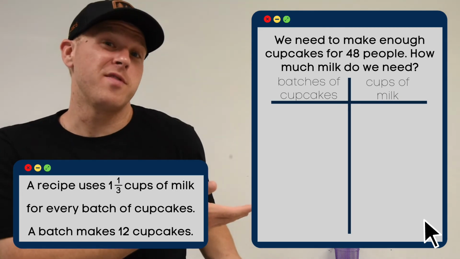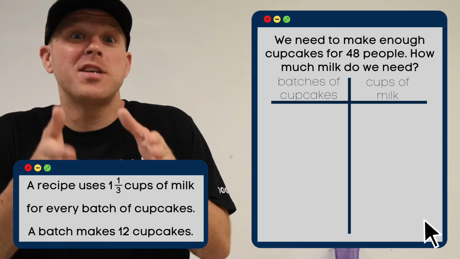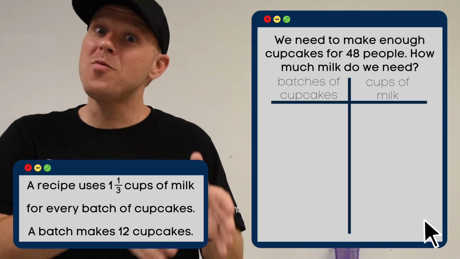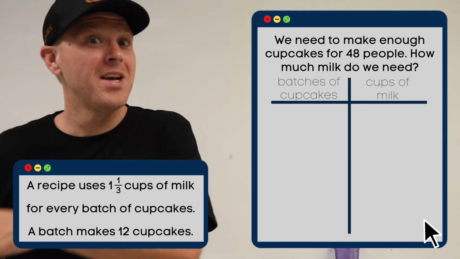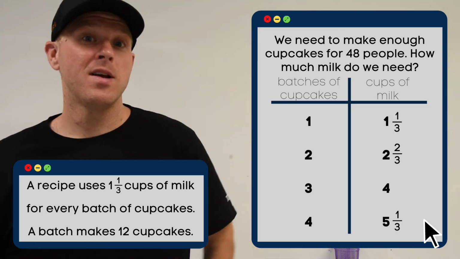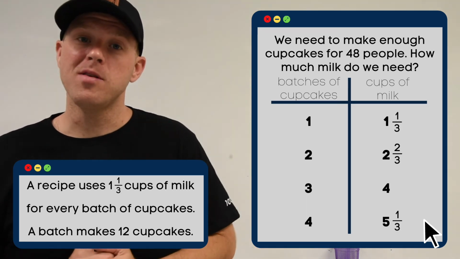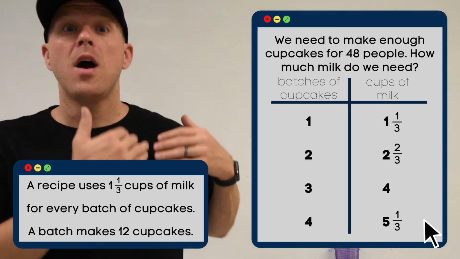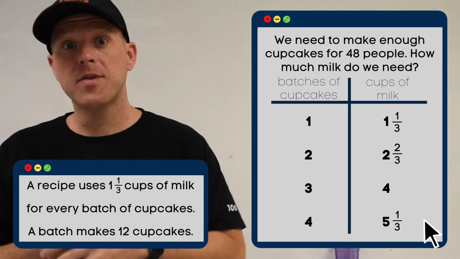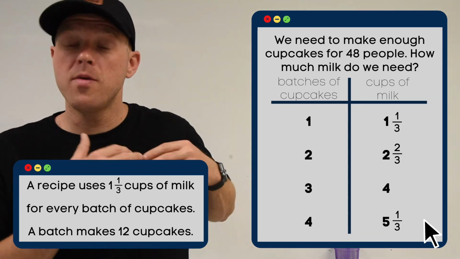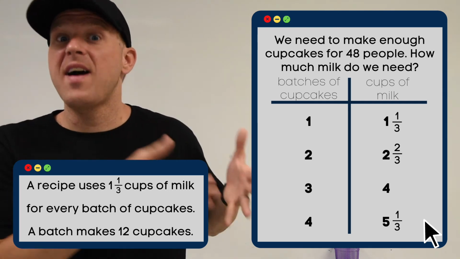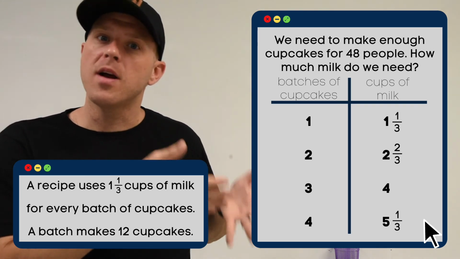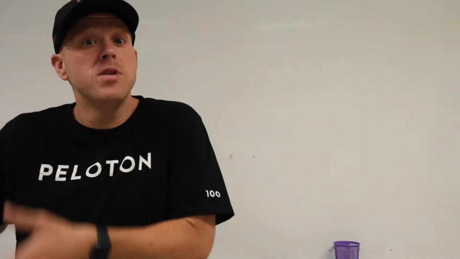Well, we got this table over here. They told us how much it is per batch. That's our unit rate. That's our constant proportionality. It's 1 1/3 cups of milk per batch. So we're going to use that unit rate to fill in our table. One batch is 1 1/3 cups of milk. That's the easy part. 2 batches will be twice that, or 2 2/3. 3 batches would be 4 cups of milk. And then our 4th batch would be 5 1/3, or 5.33333 repeating. So 4 batches take 5 1/3 cups of milk. That way we know how much milk we need to buy.